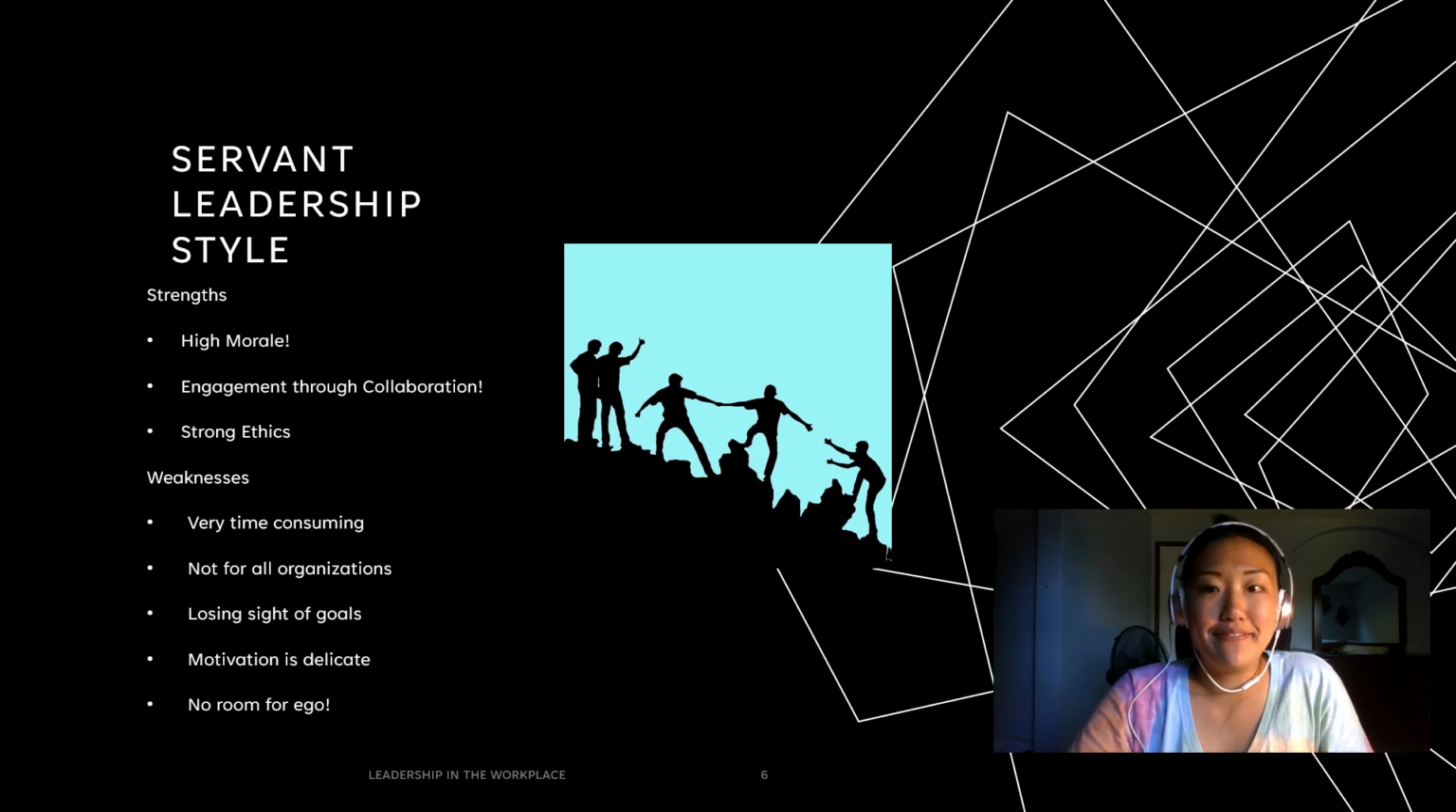Robert Greenleaf in the 1970s came up with the idea of servant leadership. In this, he wanted to stimulate thought and action to build a better, more caring society. Servant leaders care about their team, and this creates team members with high morale. Also, engaging through collaboration and holding strong ethics are the strengths of servant leadership.